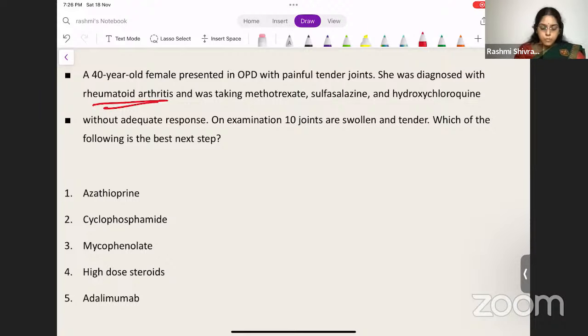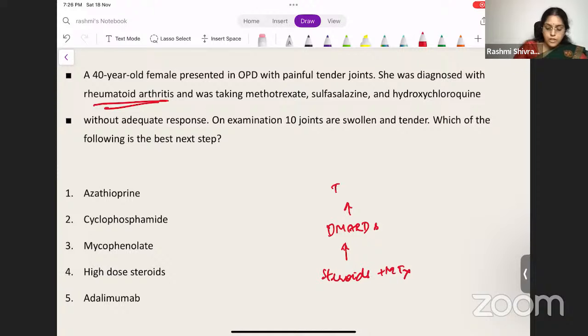Right? In the first step, what will you give? You will give steroids plus methotrexate, right? After that, you will give DMARDs, right? After that, what will you give? Anti-TNF alpha agents. Then you will give another anti-TNF alpha agent or rituximab. If you have already given one anti-TNF alpha agent, then you will add another anti-TNF alpha agent or you will give rituximab.